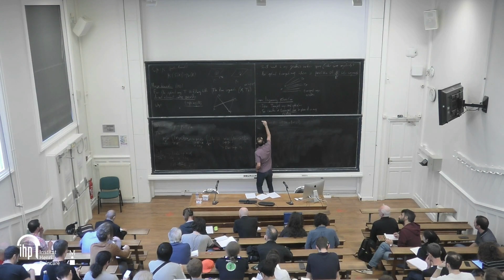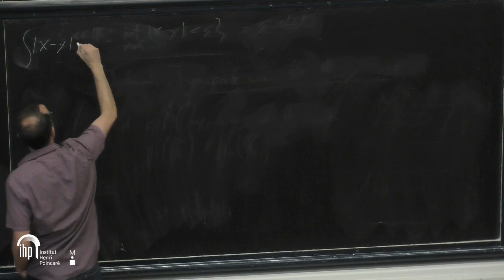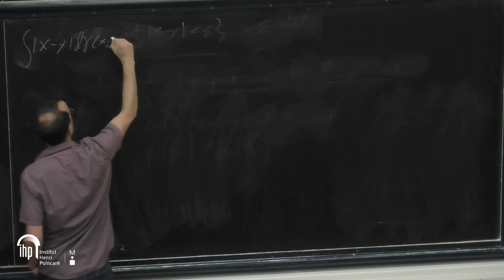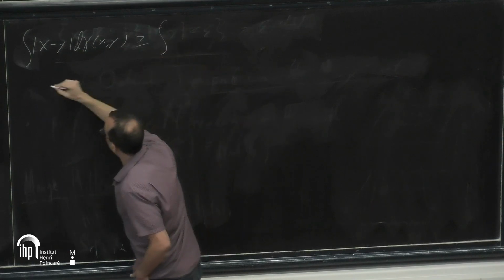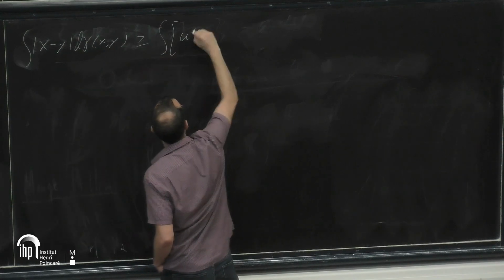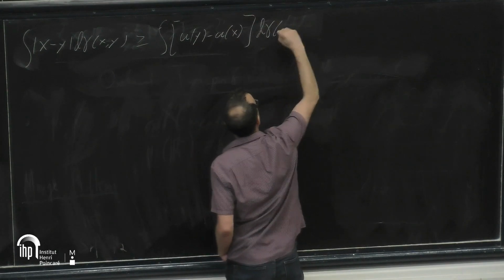OK, so integrate with respect to gamma. So we're going to get that the integral of x minus y d gamma is at least the integral of u of y minus u of x d gamma.